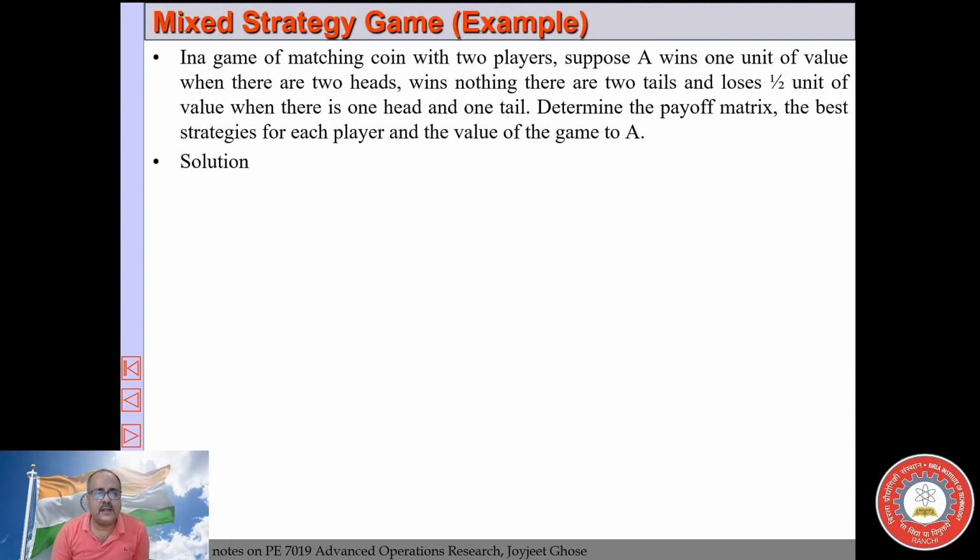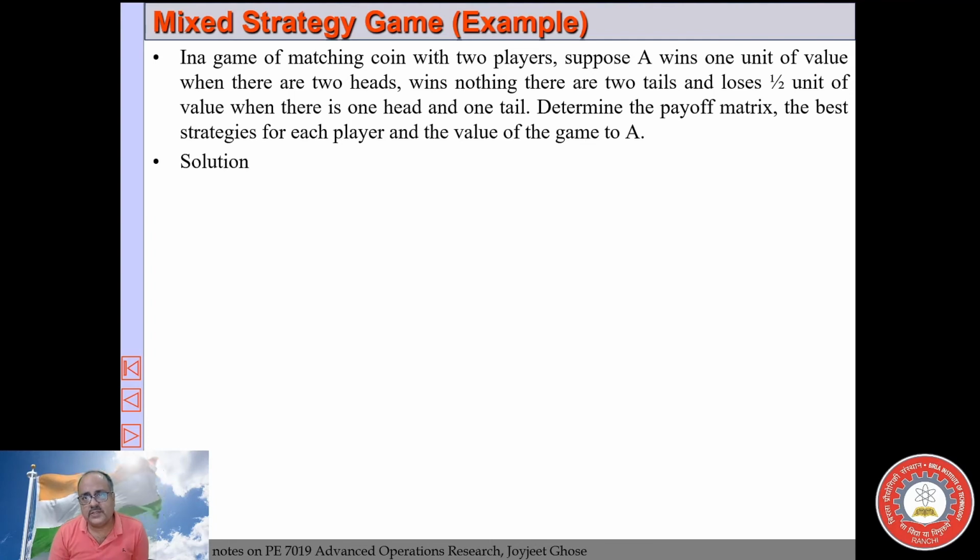Okay, now this is a very interesting question. In a game of matching coin with 2 players, suppose A wins 1 unit of value when there are two heads, wins nothing when there are two tails, and loses half unit of value when there is one head and one tail.